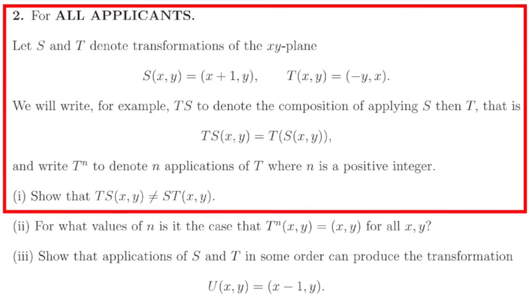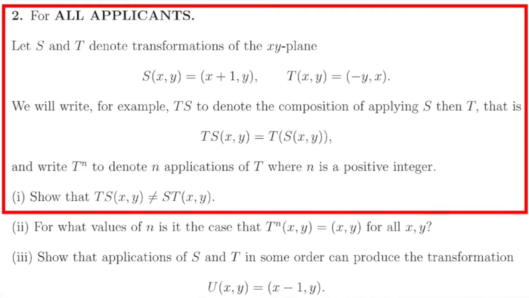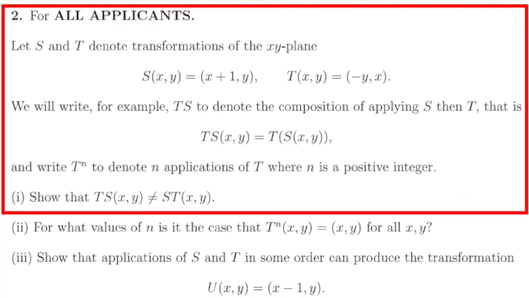So for the first part, part I, we are asked to show that ts of (x, y) does not equal st. So essentially saying that these transformations don't commute for all x, y. So that's the first part of the question.